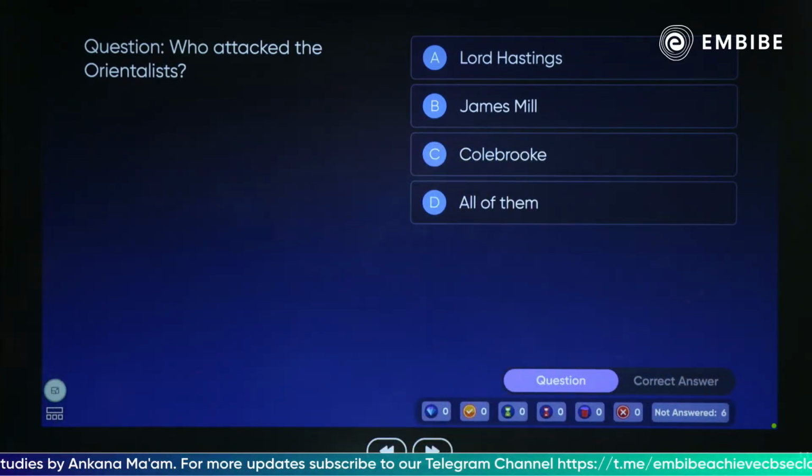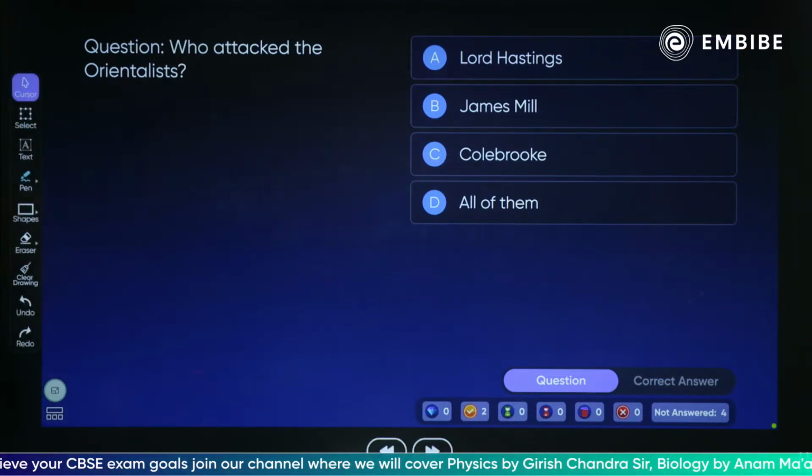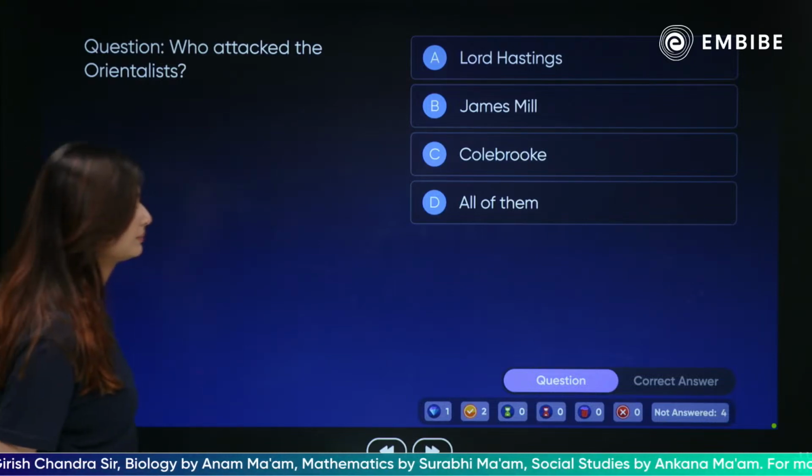So you have to tell me who's the person that we are talking about who attacked the Orientalists. Was it Lord Hastings, James Mill, Colebrook, or all of them? Who attacked the Orientalists? बच्चे, if you're aware of who the Orientalists were, you'll be able to answer this. We have been constantly reading about this person's criticism. It was a concept also. इनमें से किसकी बात कर रहे हैं हम? Who was the critique of this system?